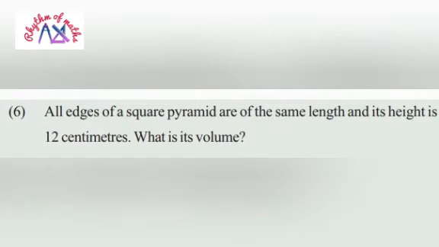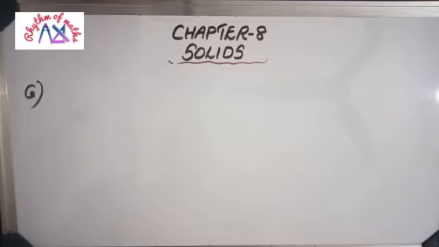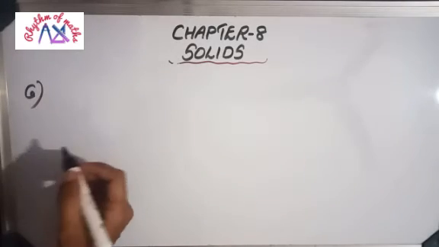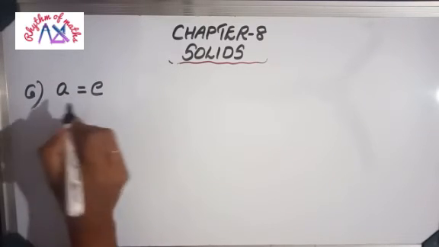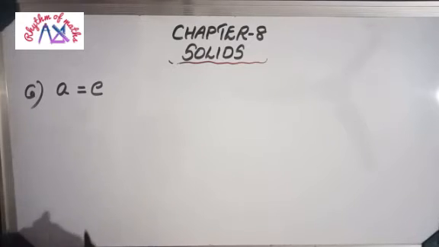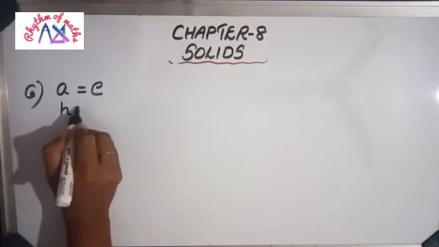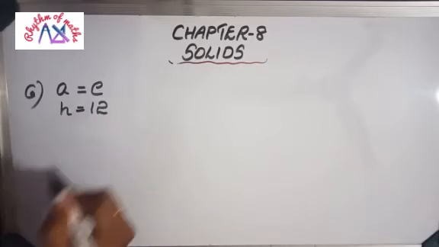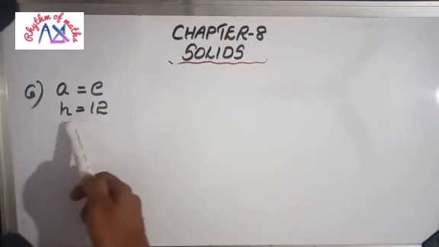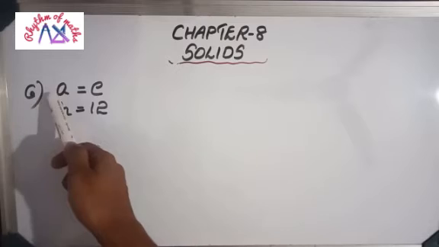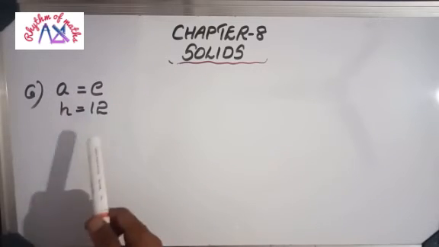Question number 6. All edges of a square pyramid are of the same length and its height is 12 centimeter. What is its volume? In this question it is given that all the edges of the square pyramid are equal. Same like the previous case, all the edges means a and e, base edge and lateral edge, both of these are equal. Now the height of the square pyramid, h, is given as 12. Only these are given. We have to find the volume. So h we have, a we have, e we have, both equal.